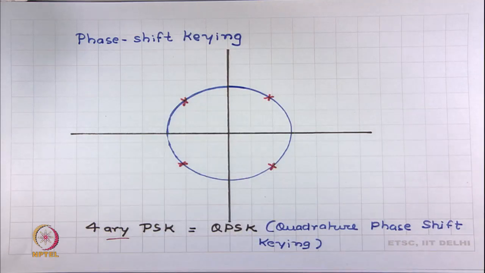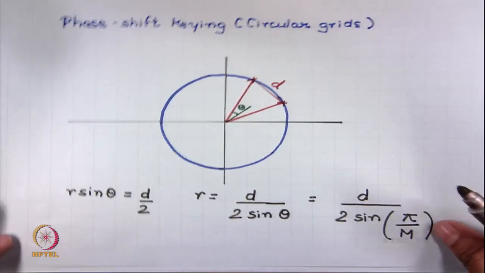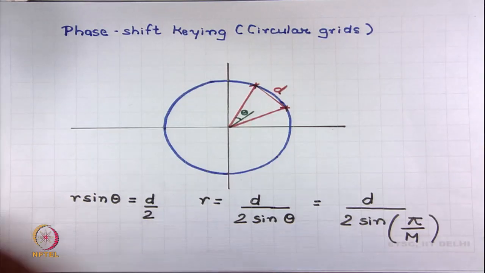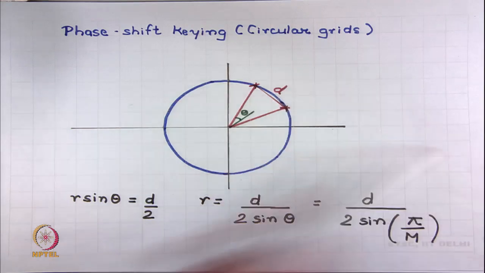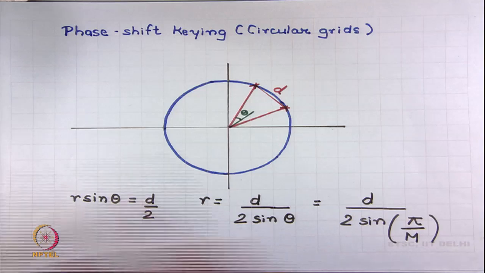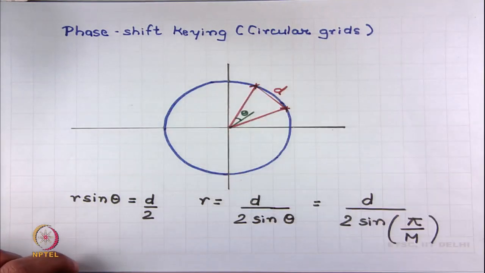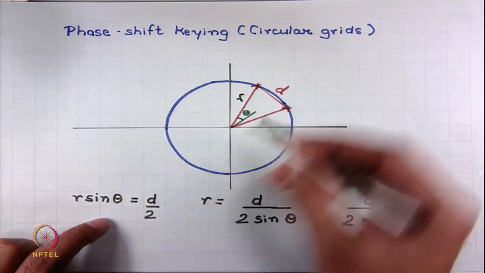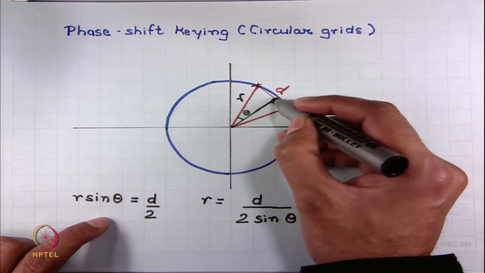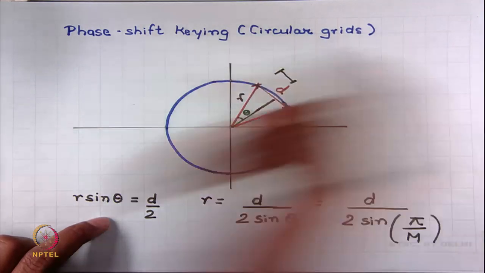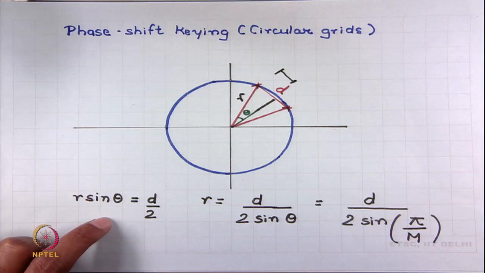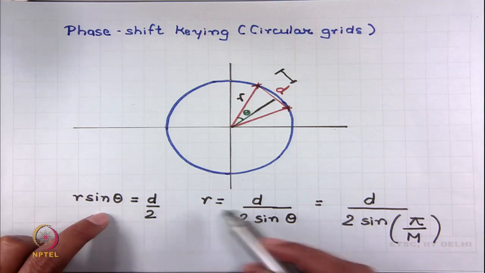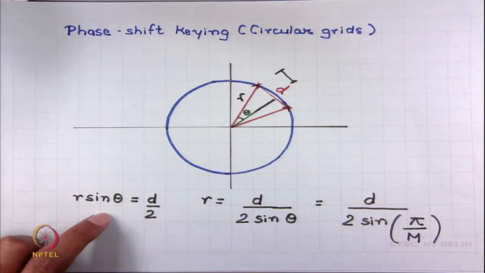All right. So, let us look at what happens if you allow the symbols only to lie on a circular grid as against the square grid used in QAM. By using very preliminary geometry, we can see that if the radius of the circle is r, then r sin theta is d by 2, where d we are assuming to be the distance between two symbols. So, from this we get r as d by 2 sin theta, and what is theta?